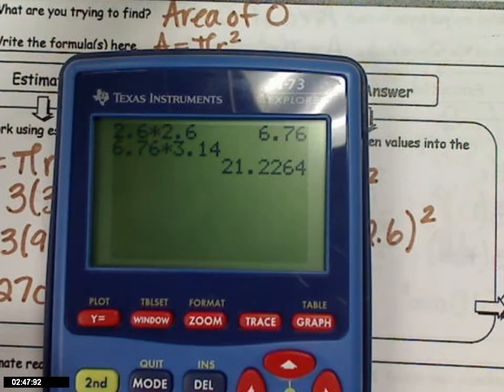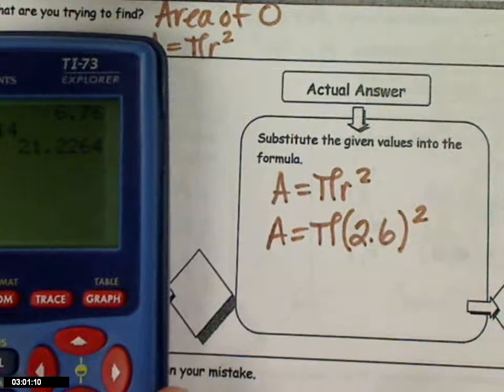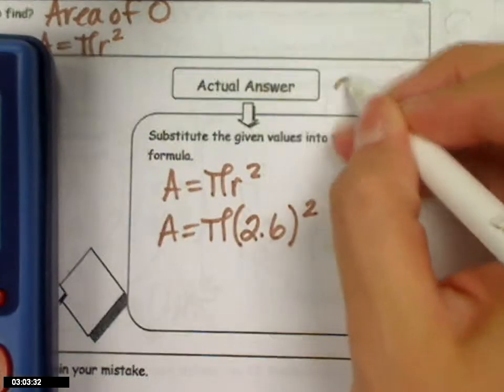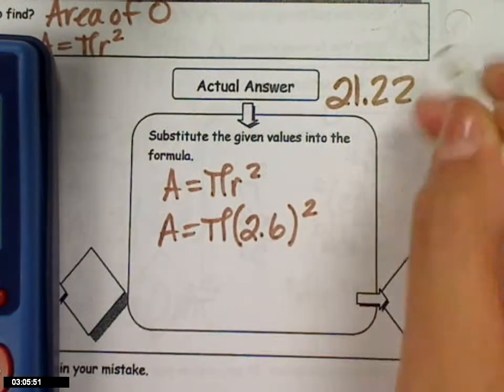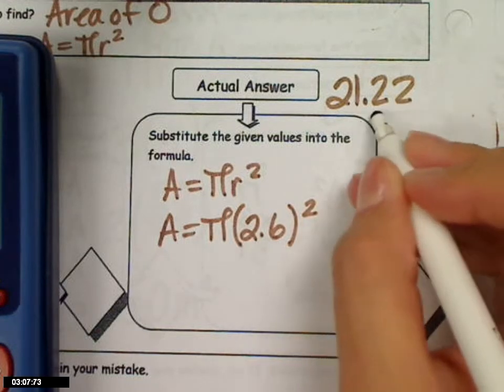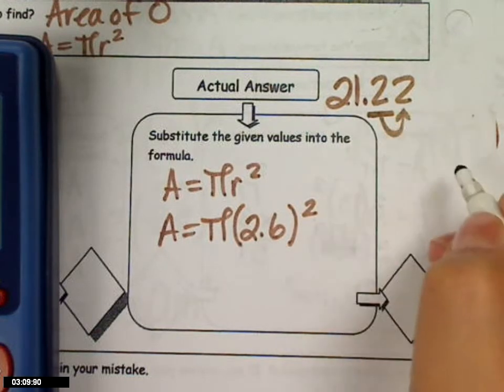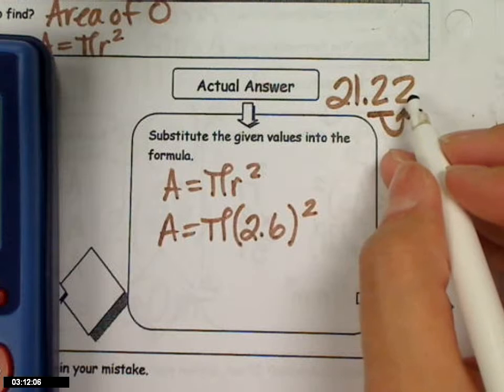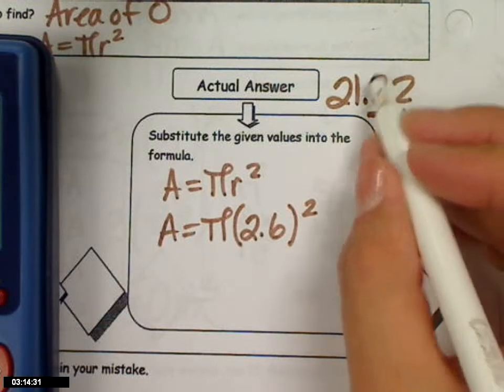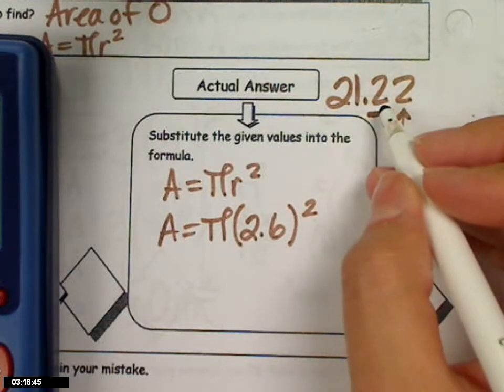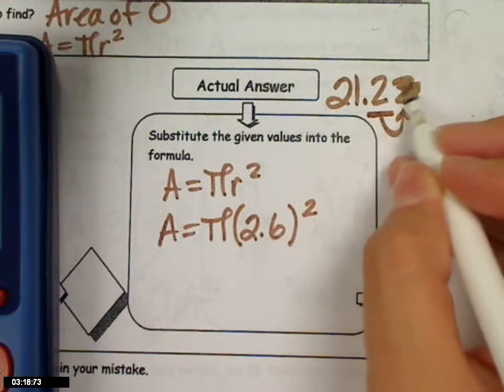21.22. And the directions say to round to the nearest tenth. So what's my answer if I round to the nearest tenth? Well, watch. This is my tenths place, so I look to its right neighbor. This 2 is less than 4, so does it change this 2 right here? No. But it does get rid of that next 2.